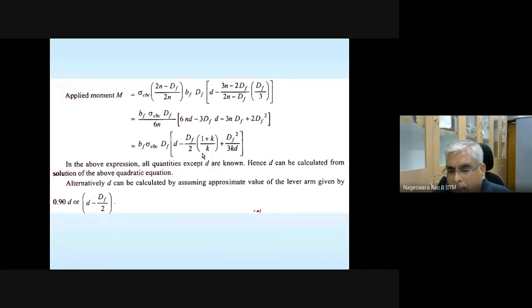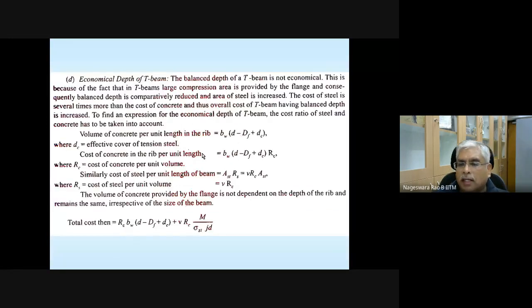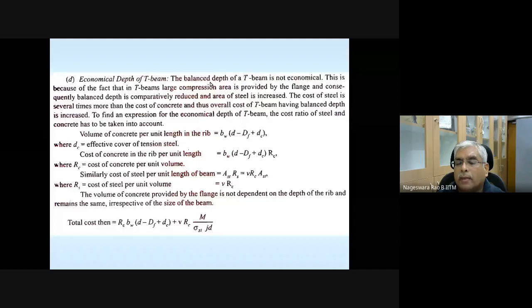So let's see whether this balanced T-beam is really economical or not. It turns out it's not really economical. Let's see the explanation for that. Economical depth of T-beam. The balanced depth of a T-beam, whatever we arrived at, is not really economical. This is because in T-beams, a large compression area is provided by the flange, and consequently the balanced depth is comparatively reduced and the area of steel is increased.